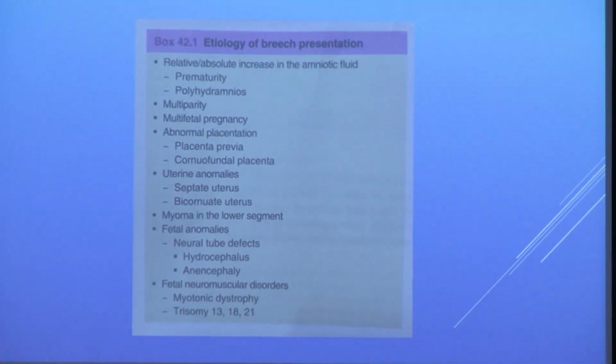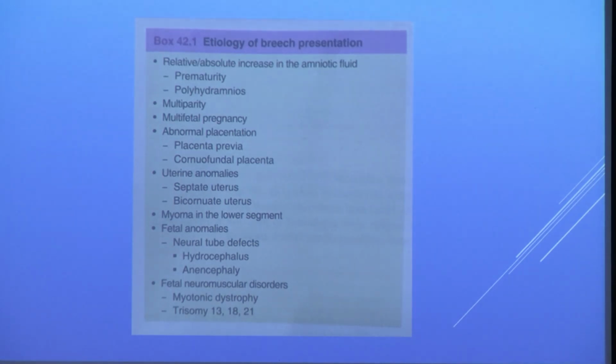Etiology of breech presentation. Why does breech presentation occur? Number one is prematurity, what I have discussed at 32 weeks. Prematurity, because of relative or absolute increase in amniotic fluid, and polyhydramnios. Multiparity. Multifetal pregnancy, that is twin or triplet. In that case, breech presentation may occur.